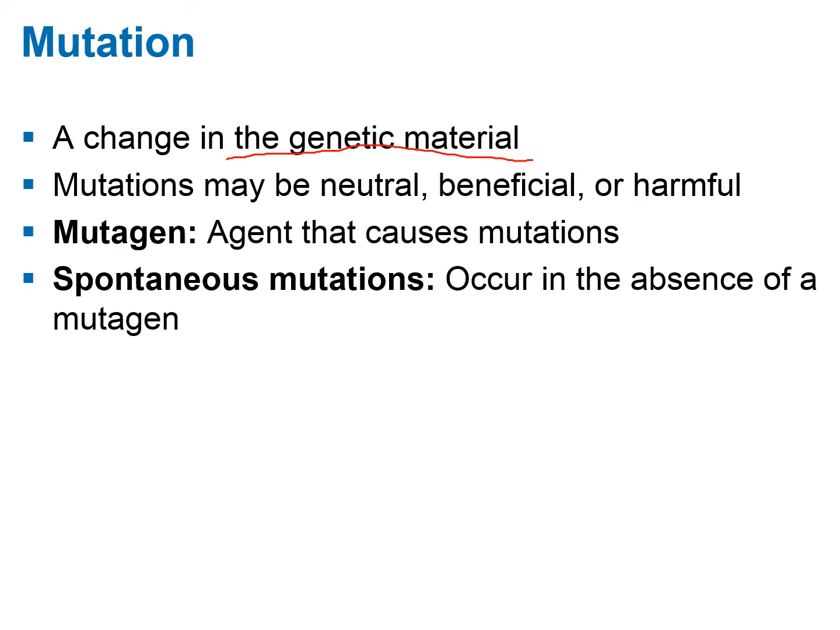Mutations can happen a couple of different ways. The first way is a chemical or some environmental condition causes the change in genetic material. This would be an example of a mutagen. So mutagens are chemicals or environmental conditions that cause mutations. Some mutations happen spontaneously. So for example, there's a chemical reaction that happens in a nucleotide base and it converts the base from a cytosine to a thymine or vice versa. Spontaneous mutations happen naturally in the absence of a mutagen.